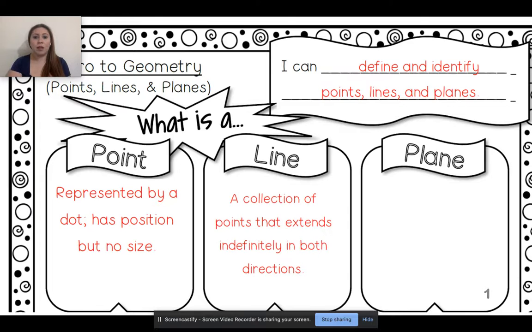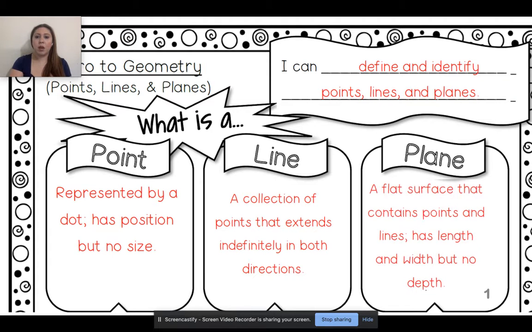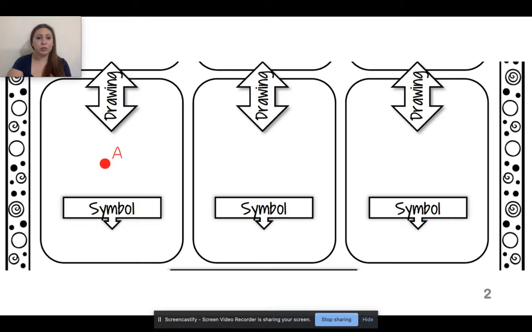What is a line? A line is a collection of points that extends indefinitely in both directions. And what is a plane? A plane is a flat surface that contains points and lines, has length and width, but no depth. A plane is like a piece of paper. Again, if you guys need to pause it, you can pause it.